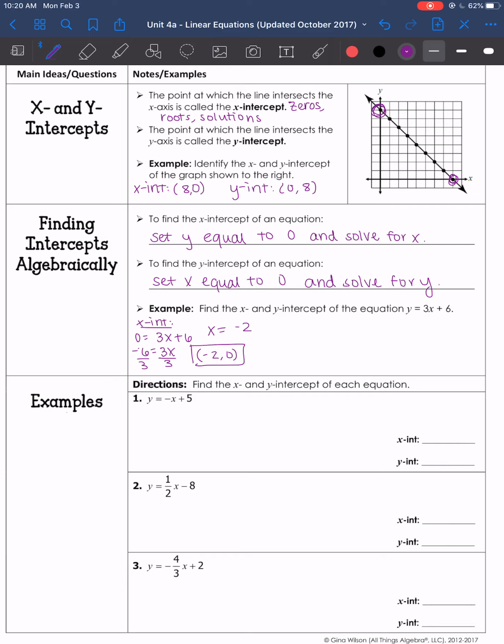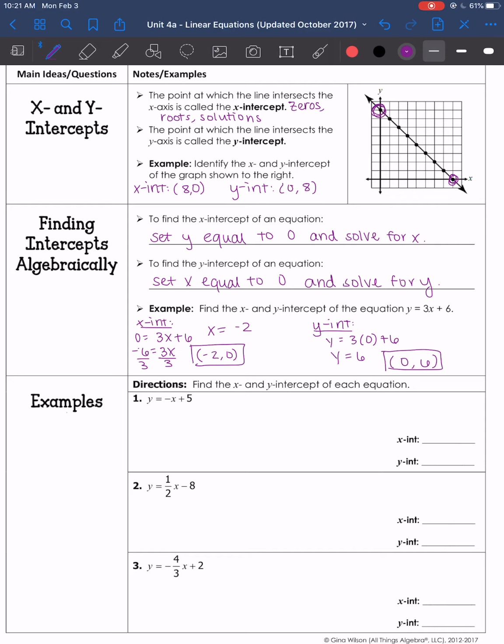To find your y-intercept, you're going to plug in 0 for x. So 3 times 0 plus 6. 0 times anything is 0, so y equals 6. But once again, I need to write this as a point. We said x was 0 and y was 6. So that's how we write it as a point. It's important to write it as an ordered pair because we're going to be graphing them later, and ordered pairs are easier to graph.